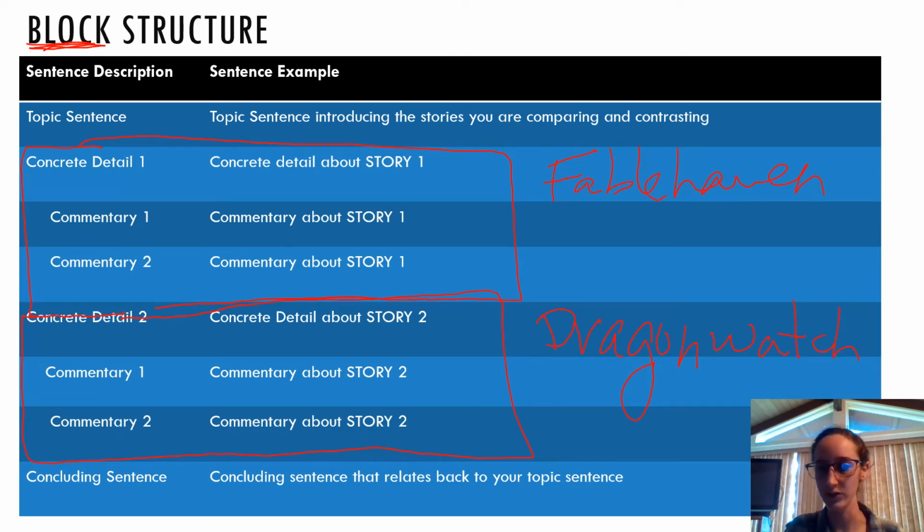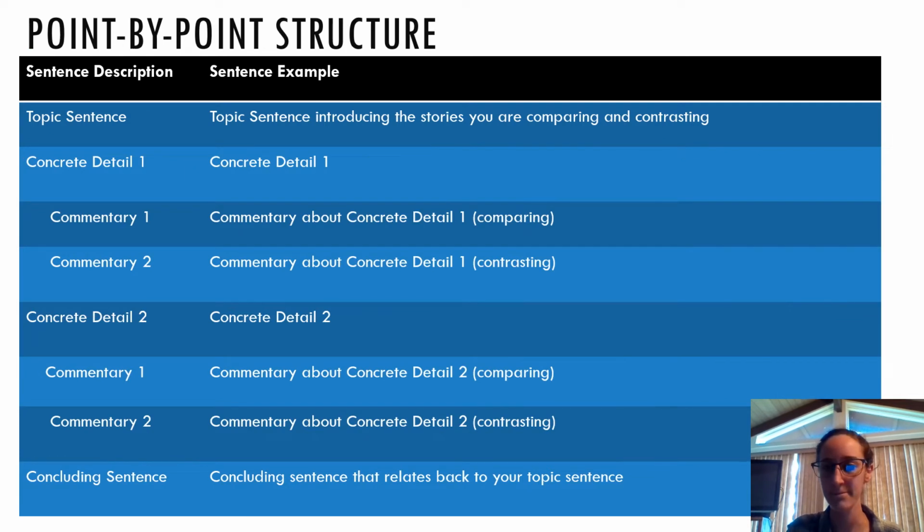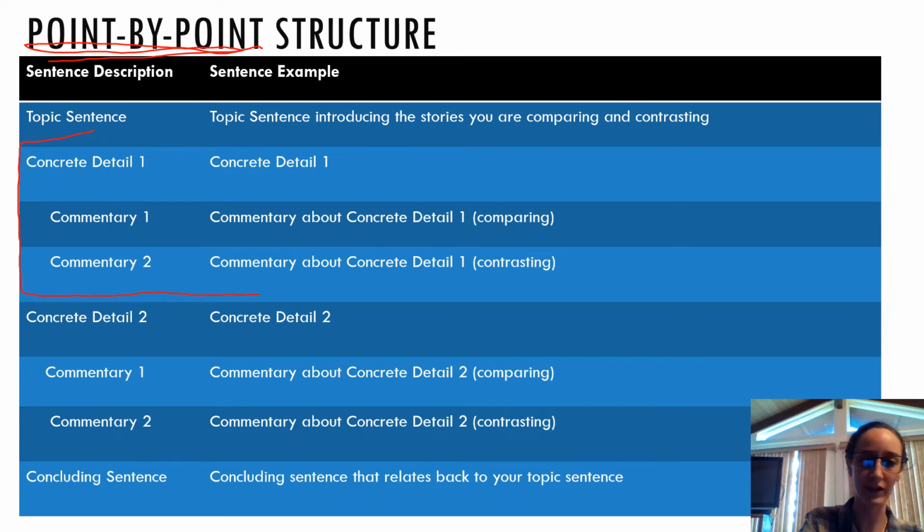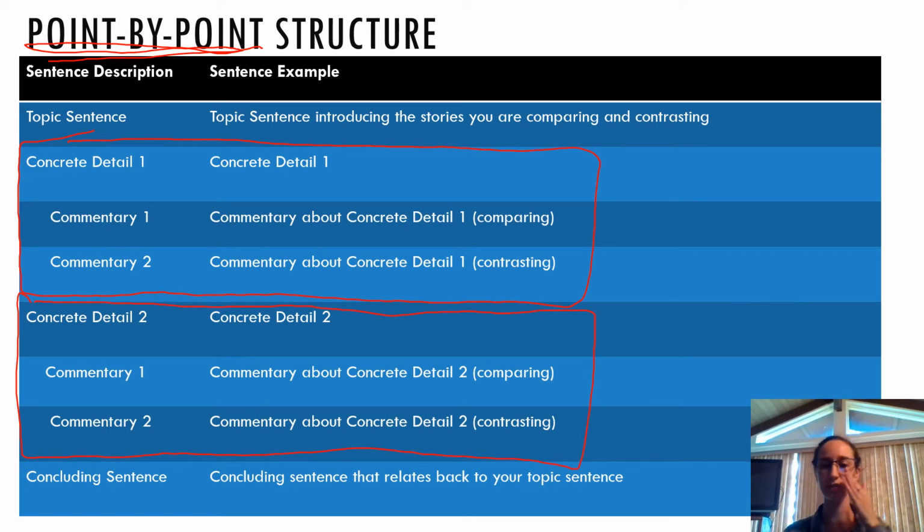Okay, let's look at another structure now. So this is a point-by-point structure. In a point-by-point structure, you see we still have our 2 blocks, our 2 chunks, but instead of talking about the 2 stories in separate chunks, we talk about them kind of weaving those details in, but we focus on just one concrete detail at a time.